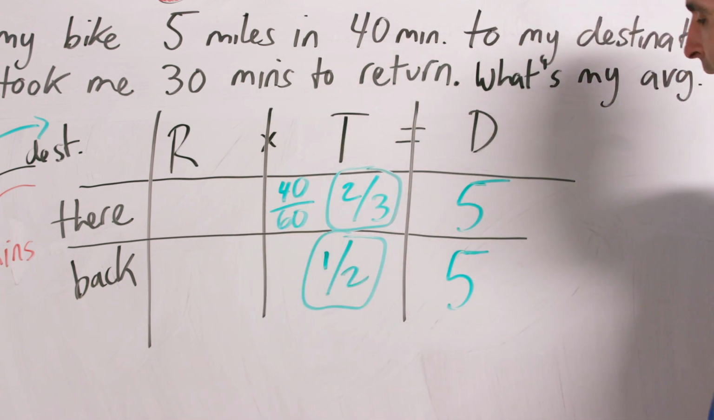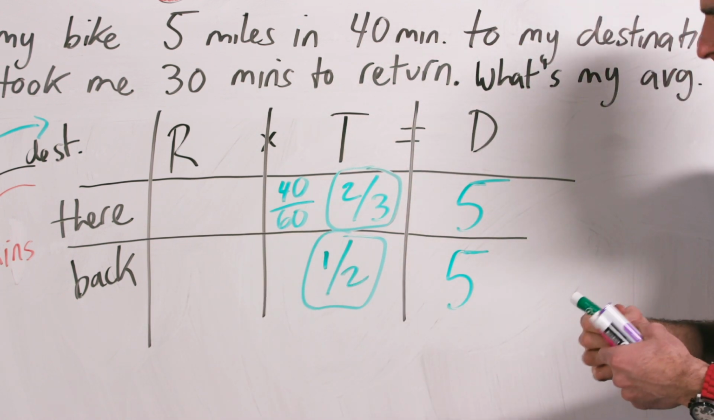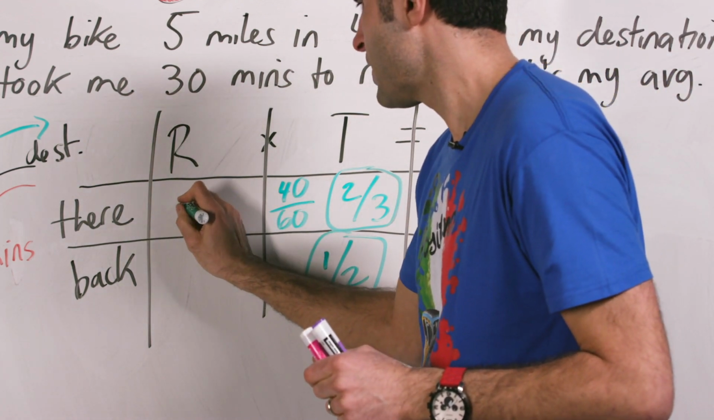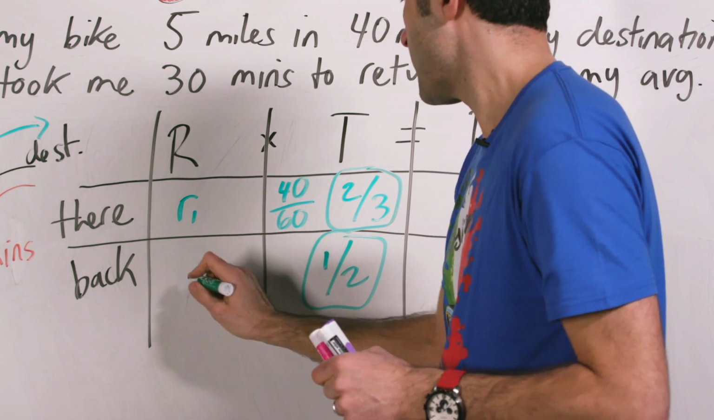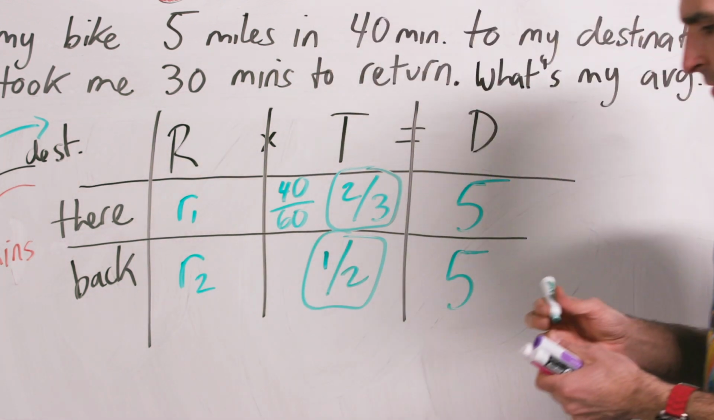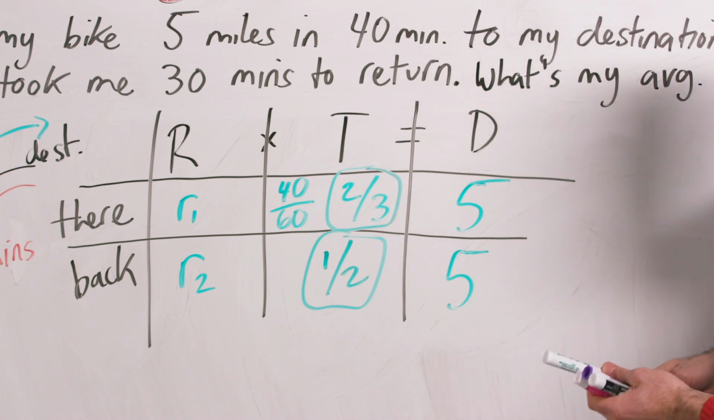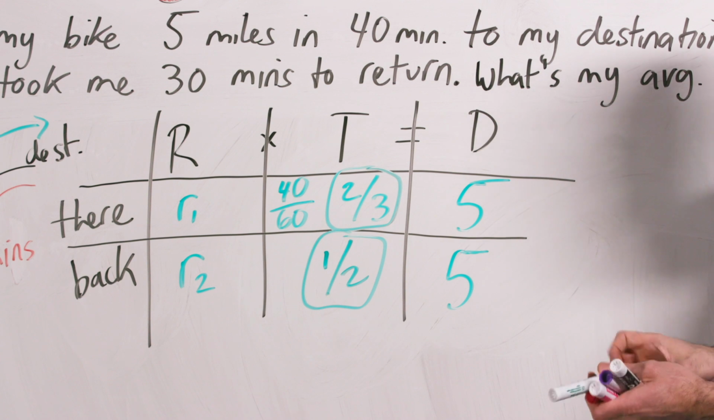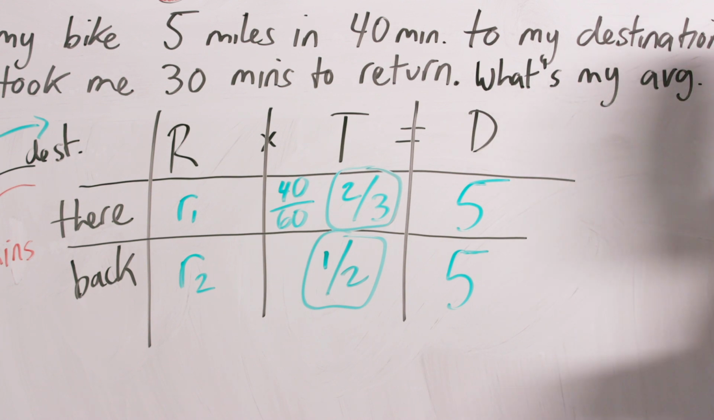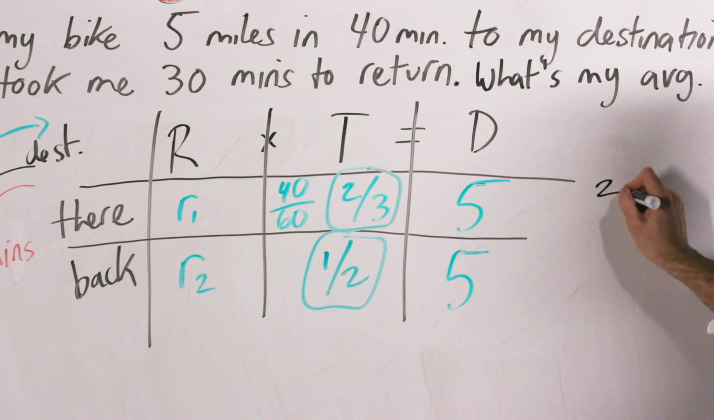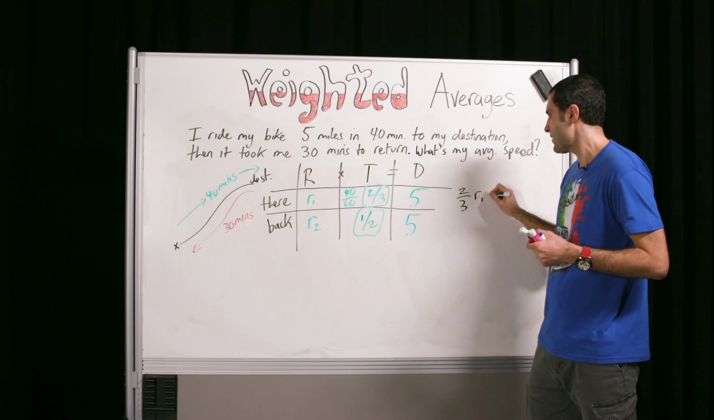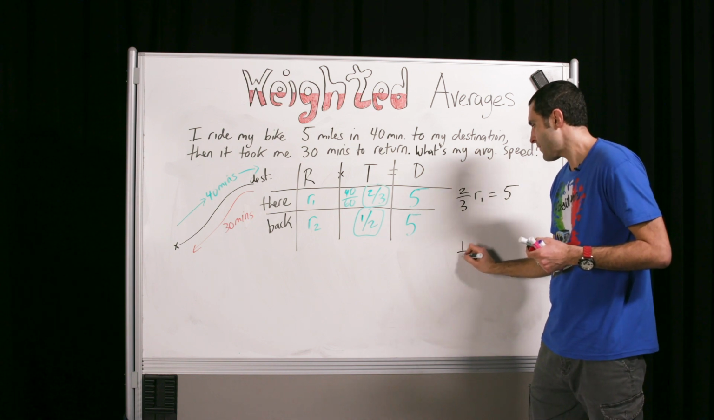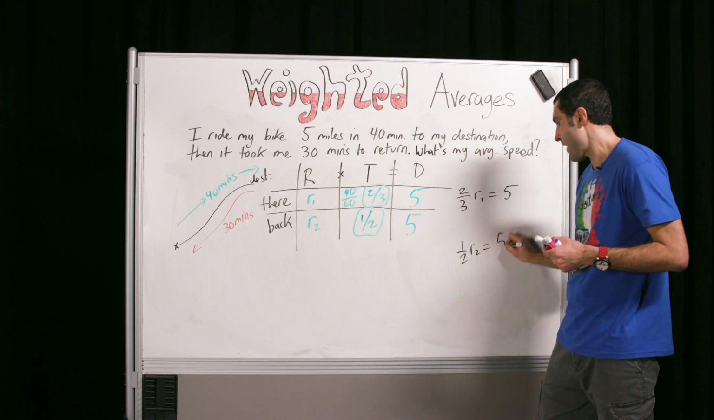All right. I don't know my rate there. I don't know my rate back. But let's get it. Let's call it R1 and R2, to organize our information. All right, let's follow the formula just like we did the last problem. Rate times time equals distance. So here we go. That would mean 2/3 times R1 equals 5. And then we have 1/2 times R2 equals 5.